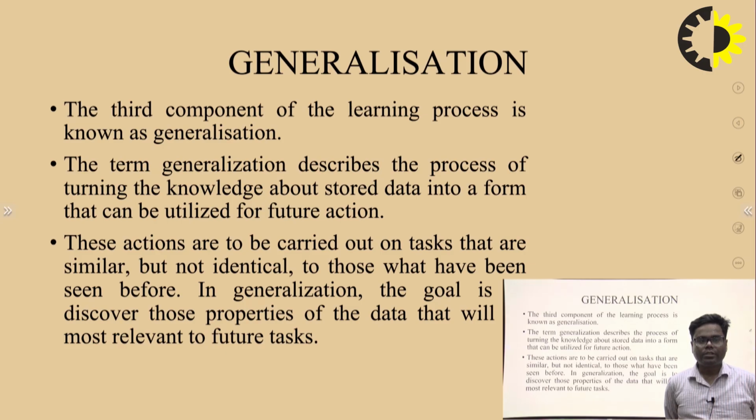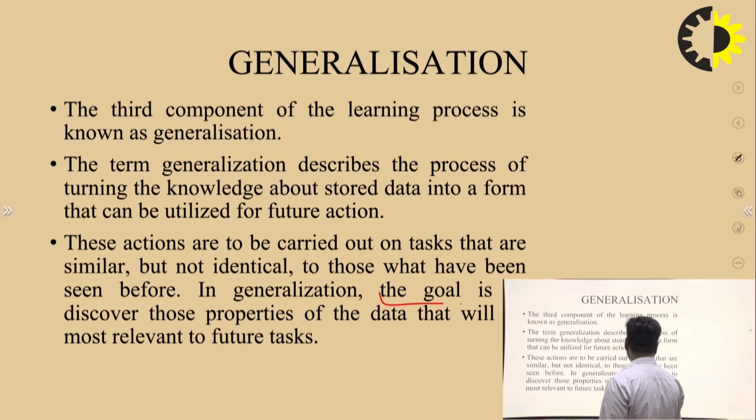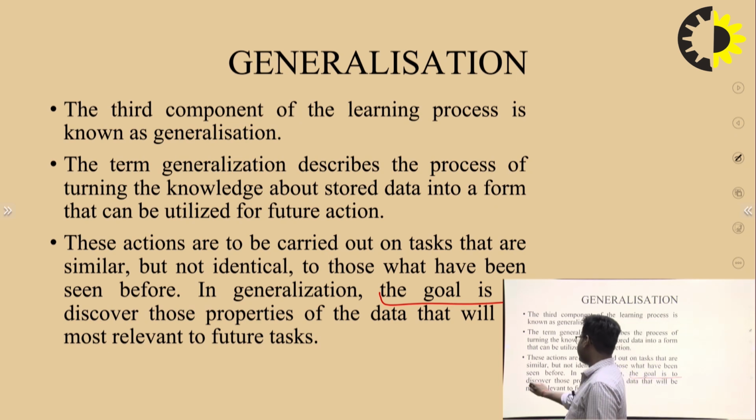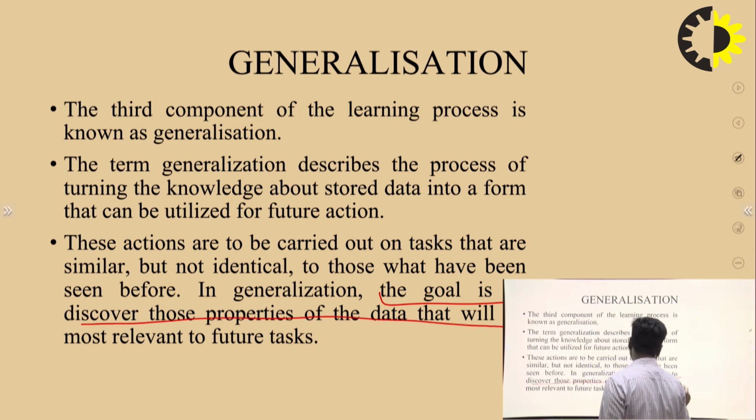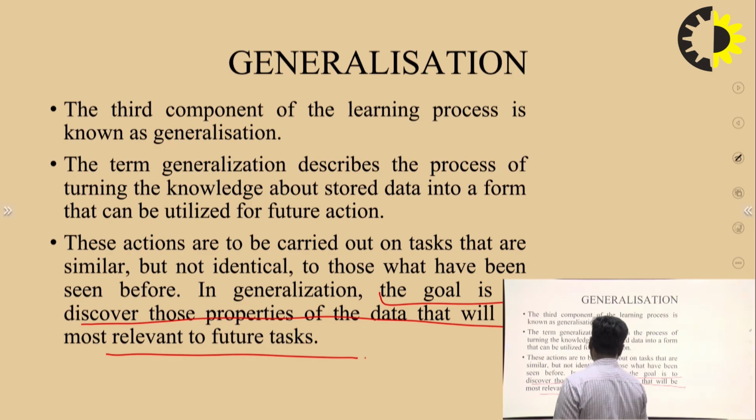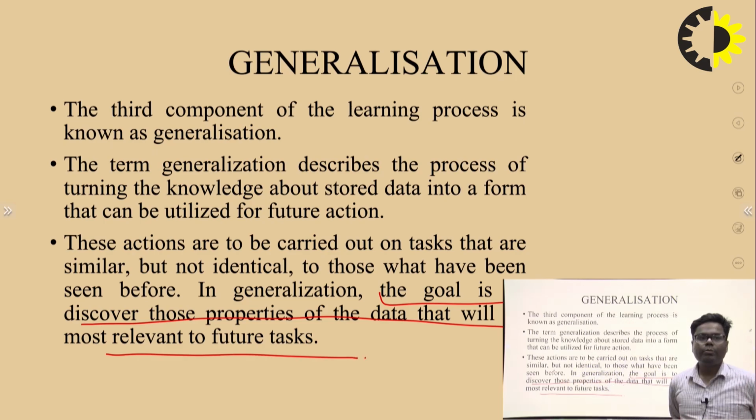In generalization, the goal is to discover those properties of the data that will be most relevant to the future task. The main objective of generalization is to discover those properties of the data which will be most relevant for the future task. The data which is going to be used in the future is where generalization is going to be used.